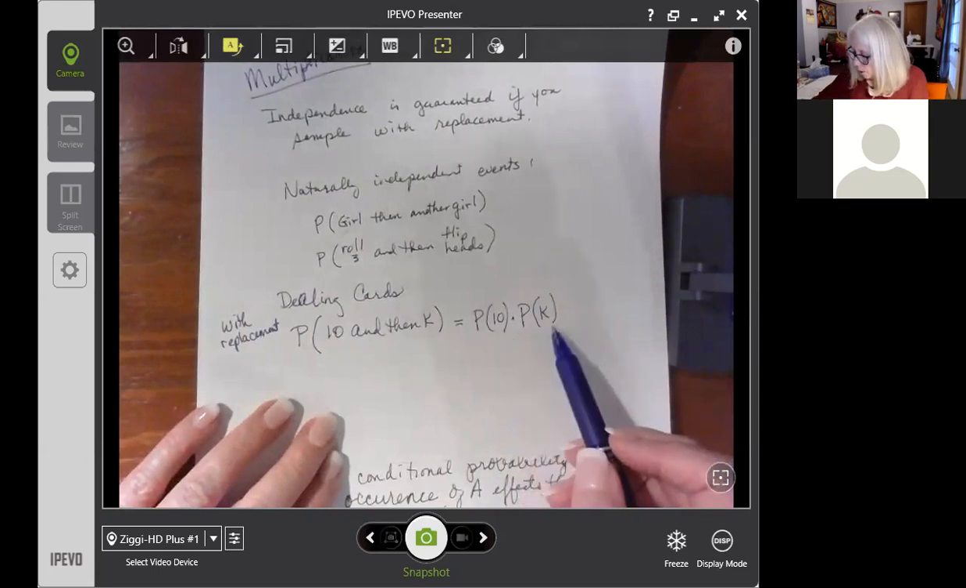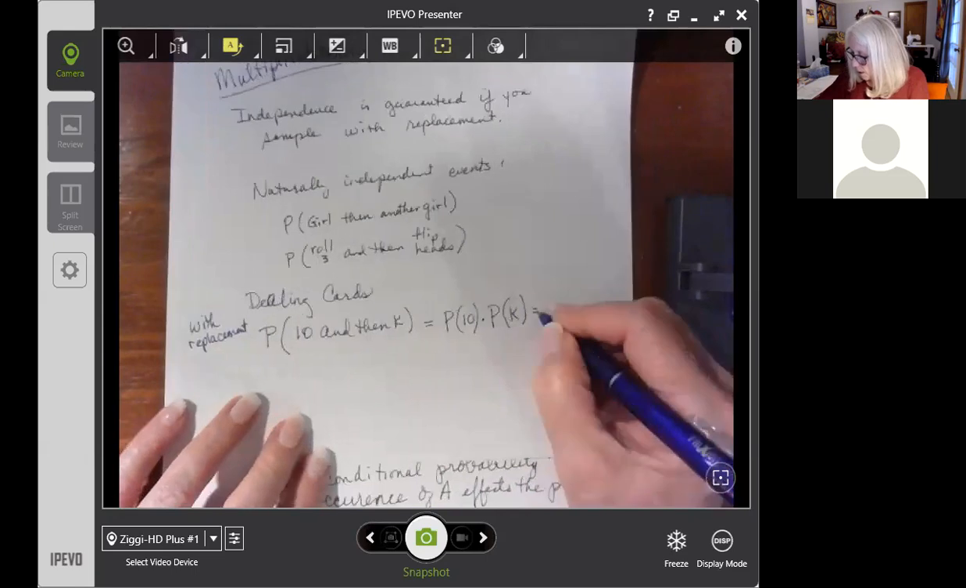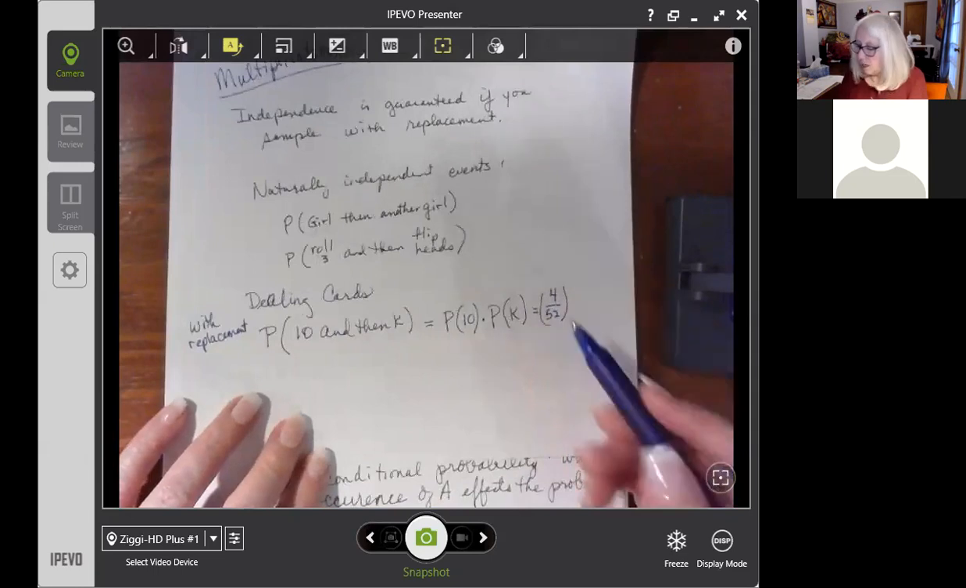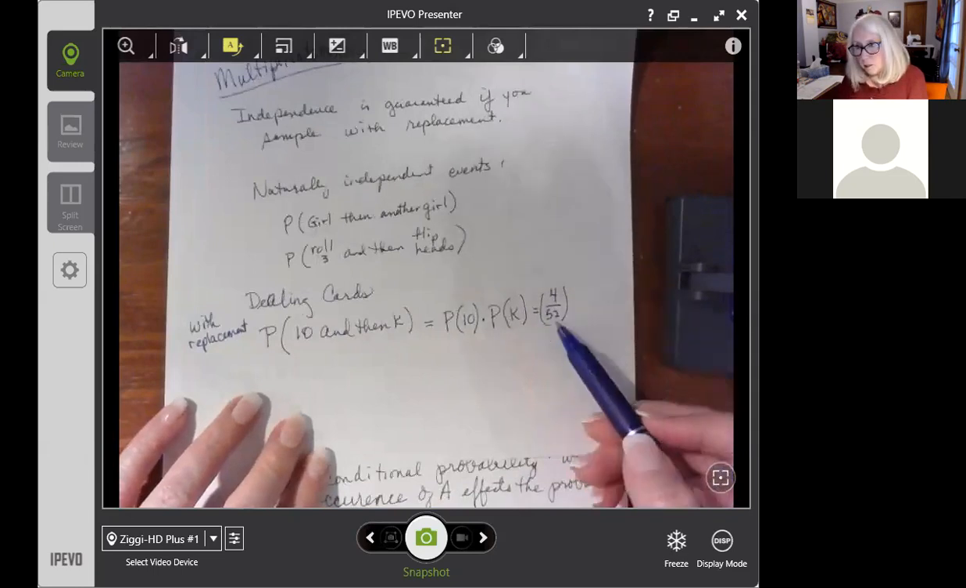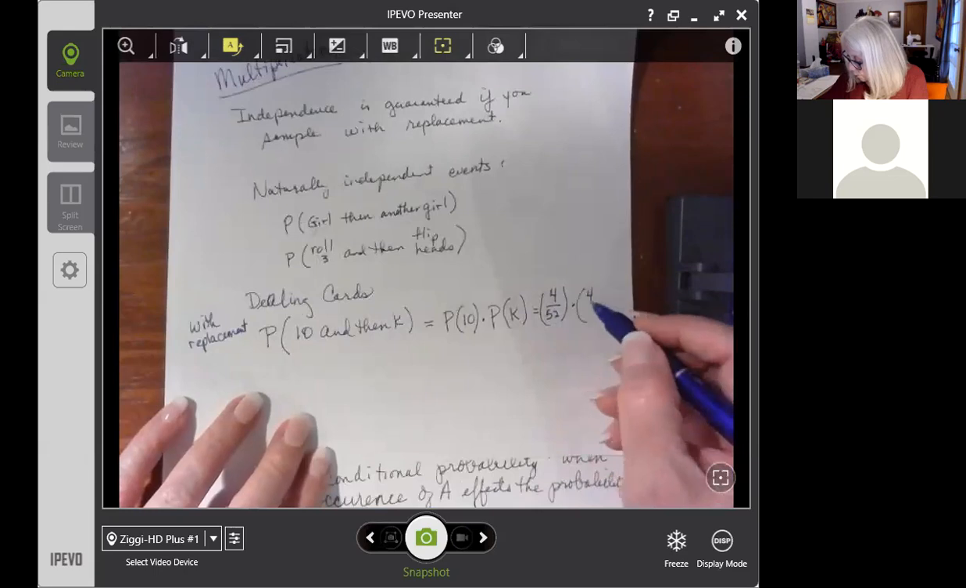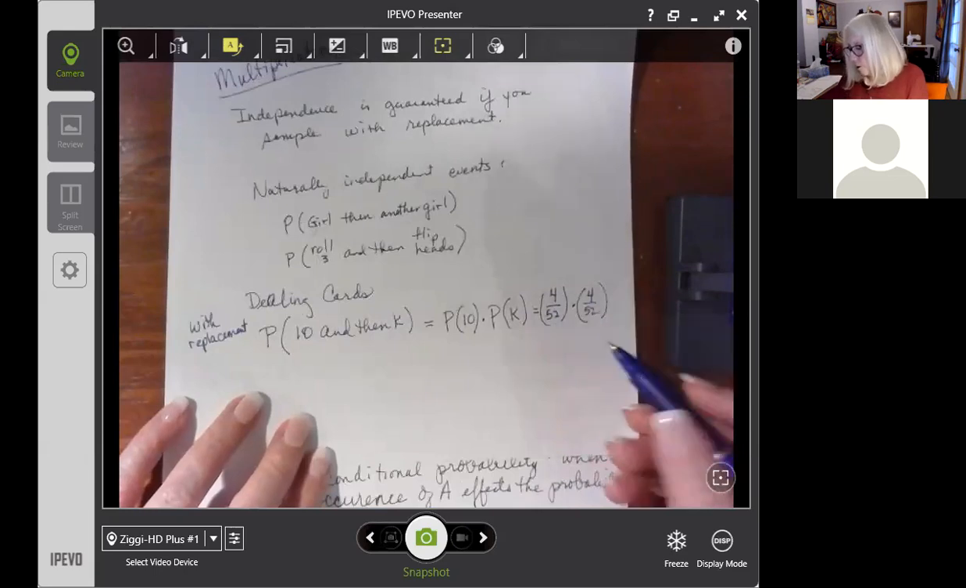So the probability of dealing a 10 is 4 out of 52 because there are 4 10s and 52 cards. And then I take that 10, I put it back in the deck, I shuffle the deck again, and now I deal a second card out, and the probability of it being a king is 4 out of 52 also, because again, there are 4 kings and there are 52 cards.